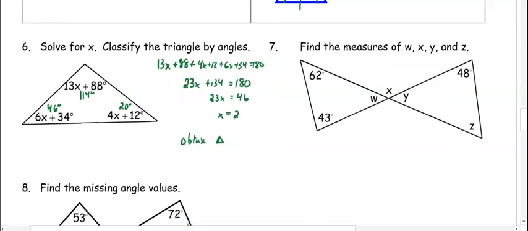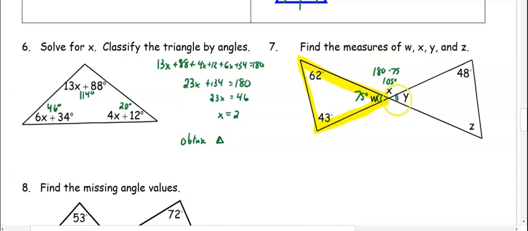Number 7, we want to find our missing angles. So we're going to start with the triangle that has 2 angles so far, so we can subtract from 180. So 180 minus 62 minus 43 will get us 75 degrees. To get x, we know that 75 and x form a straight line. So 180 minus 75 gets us 105.